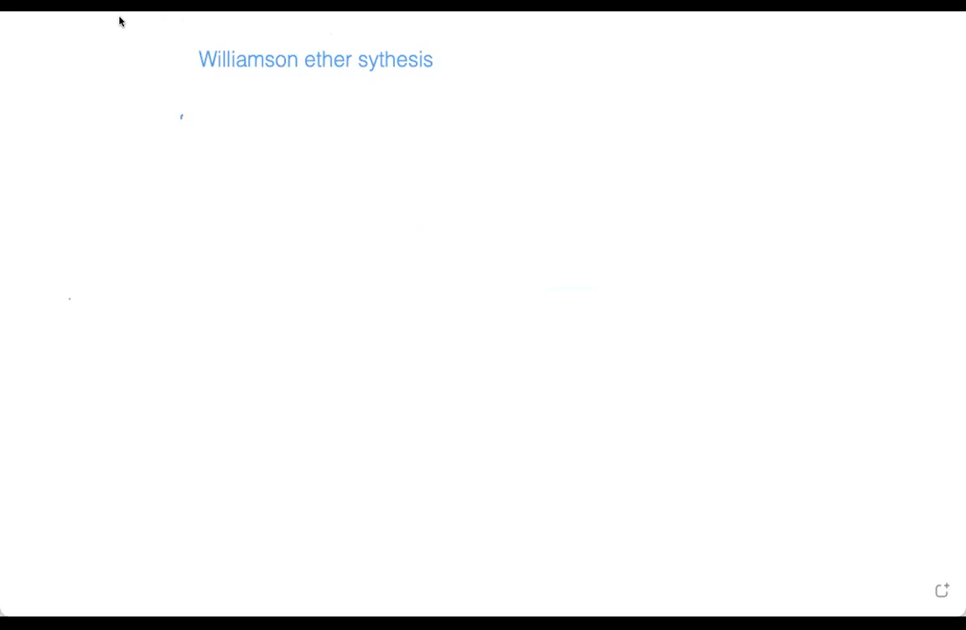Okay. The next one I want to talk about is something that's kind of similar to something you learned in Orgo 1. This one right here. Looks like this.